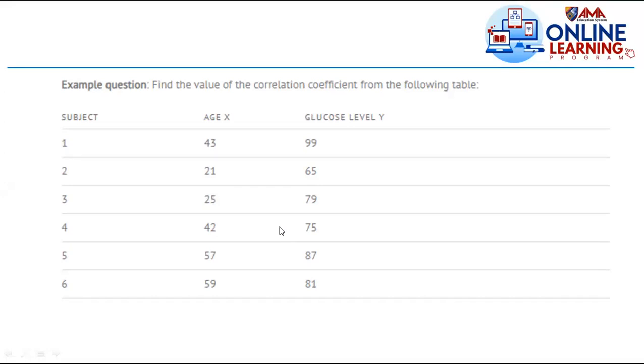Siguro, pwede natin sabihin dahil sa pagkain. Or pangalawa, dahil habang tumatanda yung isang tao is walang exercise. Okay? Kasi pag titingnan natin yung 25, 21 years old, 65 lang siya. Yung 43, 99, tapos 59, 81. Okay? So those are the factors. Pwede natin mag-conclude na gano'n.